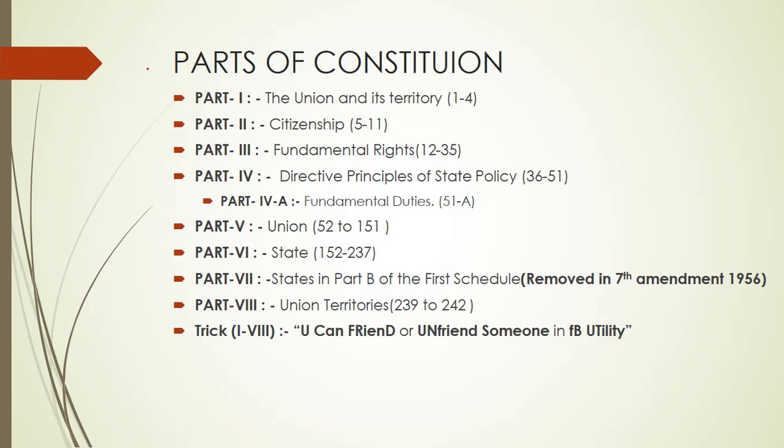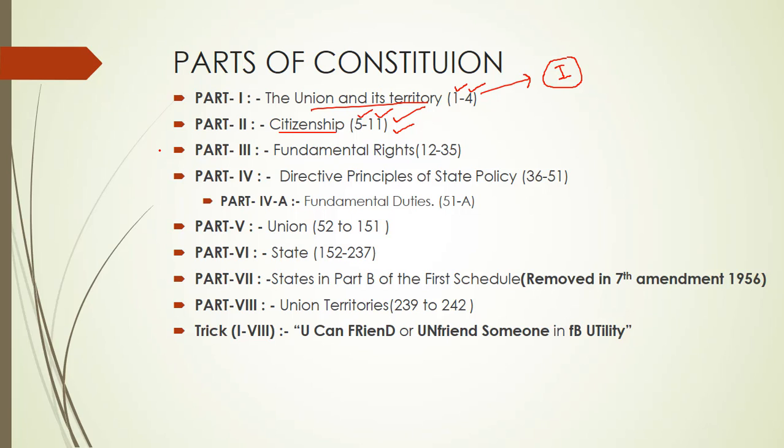So let's head towards the parts of the Indian Constitution. Part 1 of the Indian Constitution deals with the Union and its territory. In this part, the basic definition of our country India is given as the Union of States, and it ranges from Article 1 to Article 4. Part 2 deals with citizenship and goes from Article 5 to Article 11. This part consists of all the instructions on who will be known as a citizen of India and how the citizenship of an Indian can be withdrawn by the government.